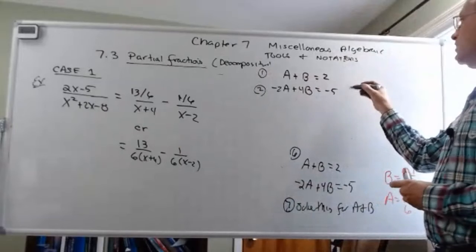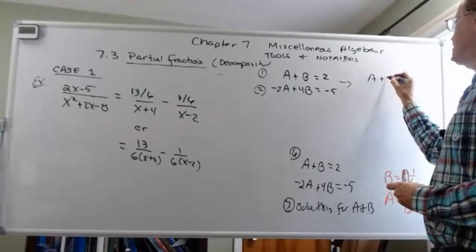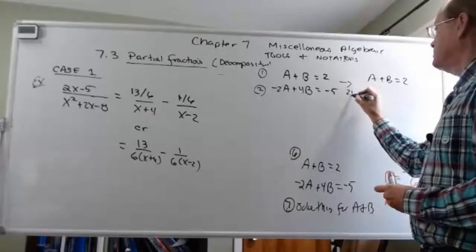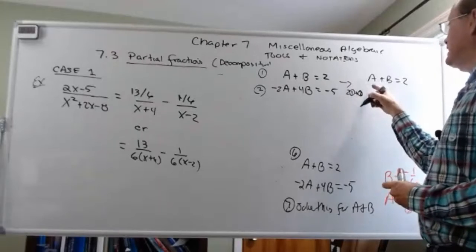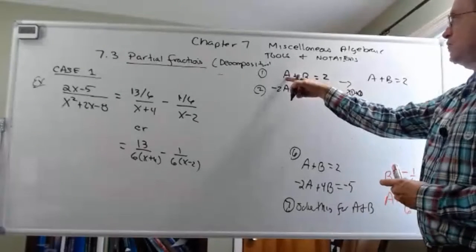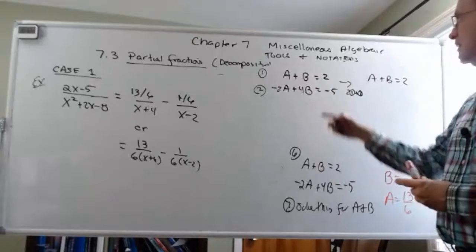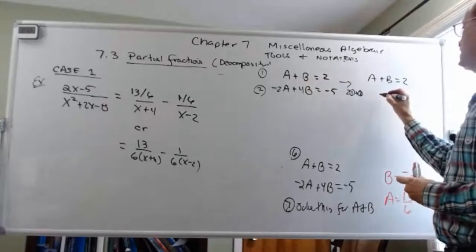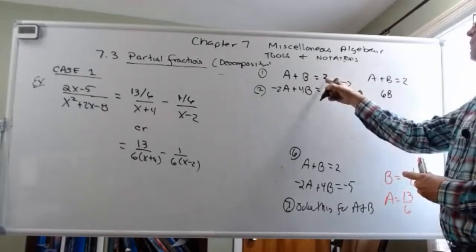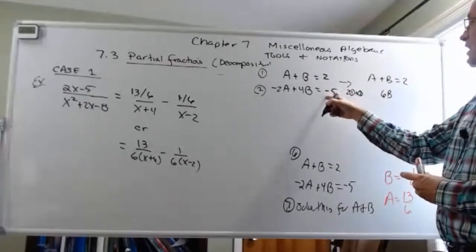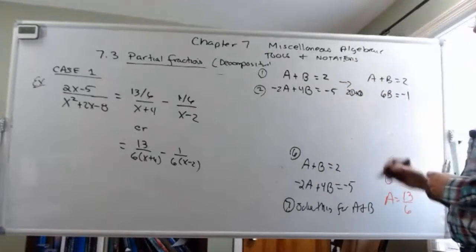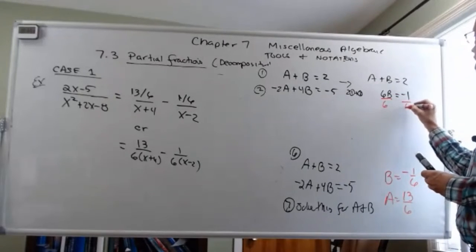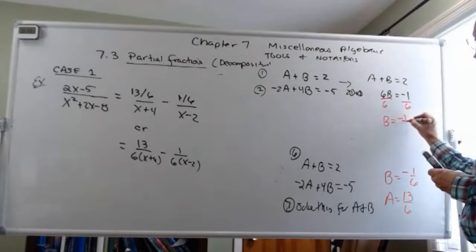What I'm going to do, I'm going to leave equation 1 the same. A plus B is equal to 2. Multiply this by 2 and add it to that. So 2 times equation 1 plus equation 2, the A is going to be gone. 2A minus 2A, 0A. Multiply B by 2. I'm multiplying equation 1 by 2. 2B plus 4B gives me 6B. 2 times 2 is 4. Adding to -5, I get a -1. That enables me now to solve for B. So B is equal to -1/6.